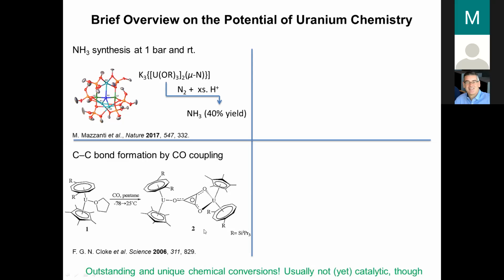This reactivity was driven further to make even larger and larger rings out of carbon monoxide using uranium, but also that is unfortunately not yet catalytic.